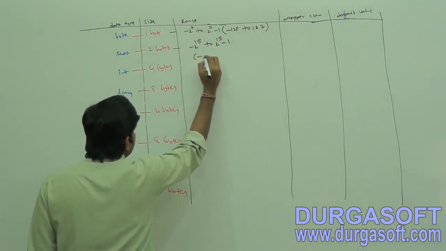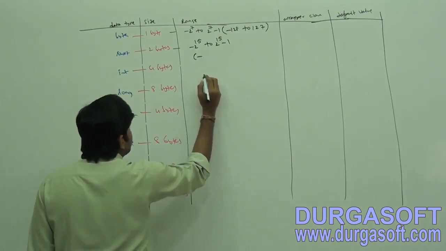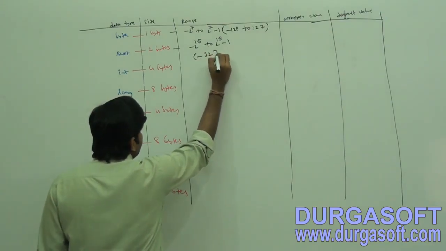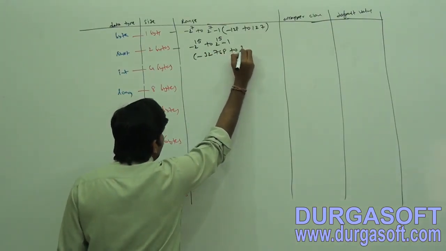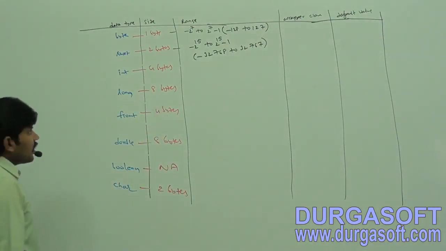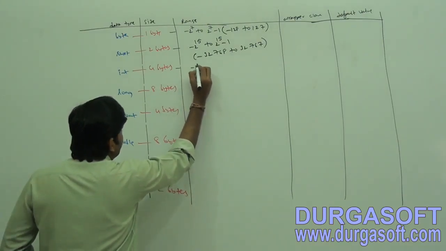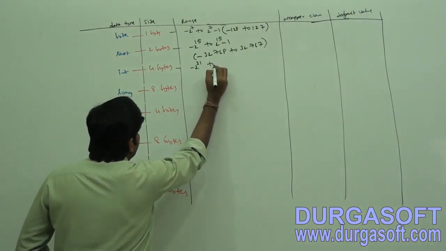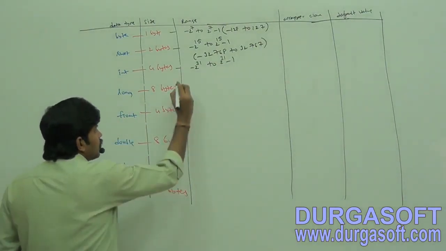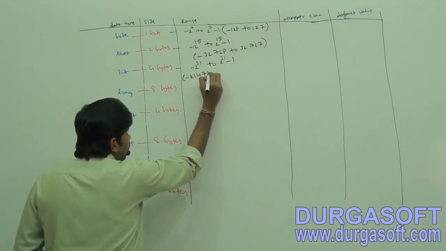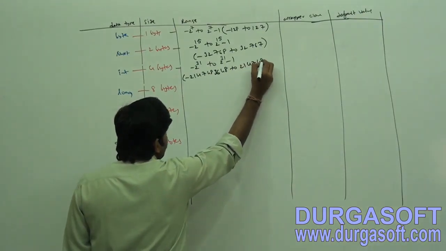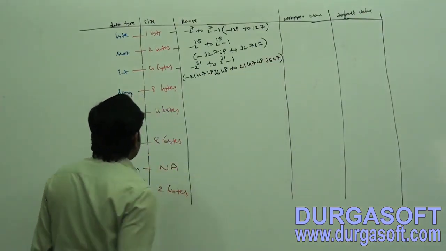Next, the short range is minus 2 power 15 to 2 power 15 minus 1. What about its value? Minus 32,768 to 32,767. Next, what is the range of int? Minus 2 power 31 to 2 power 31 minus 1. What about its value? Minus 2,147,483,648 to 2,147,483,647.